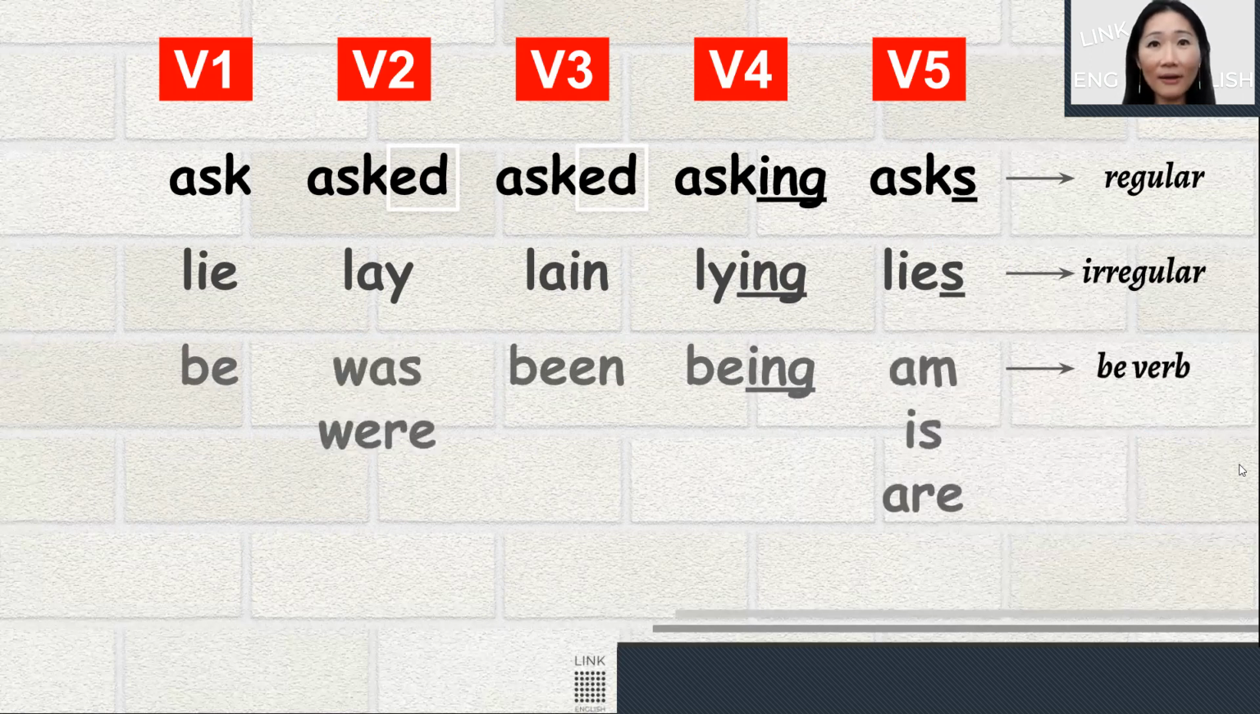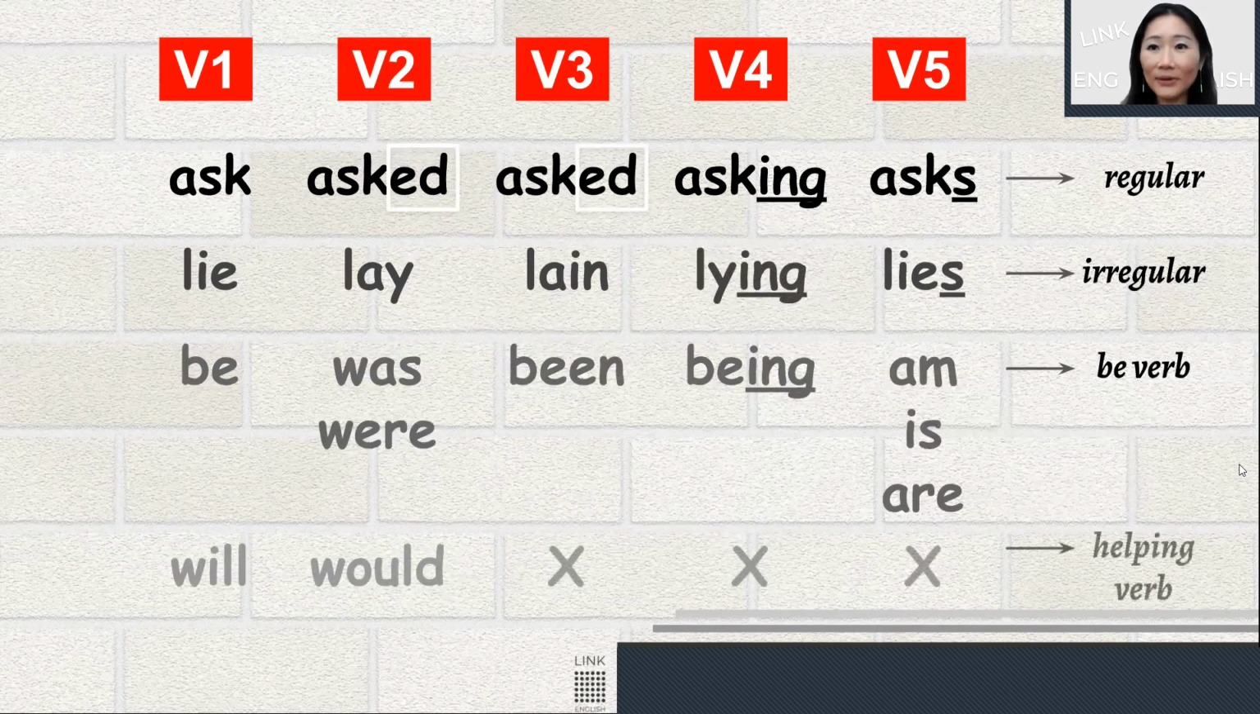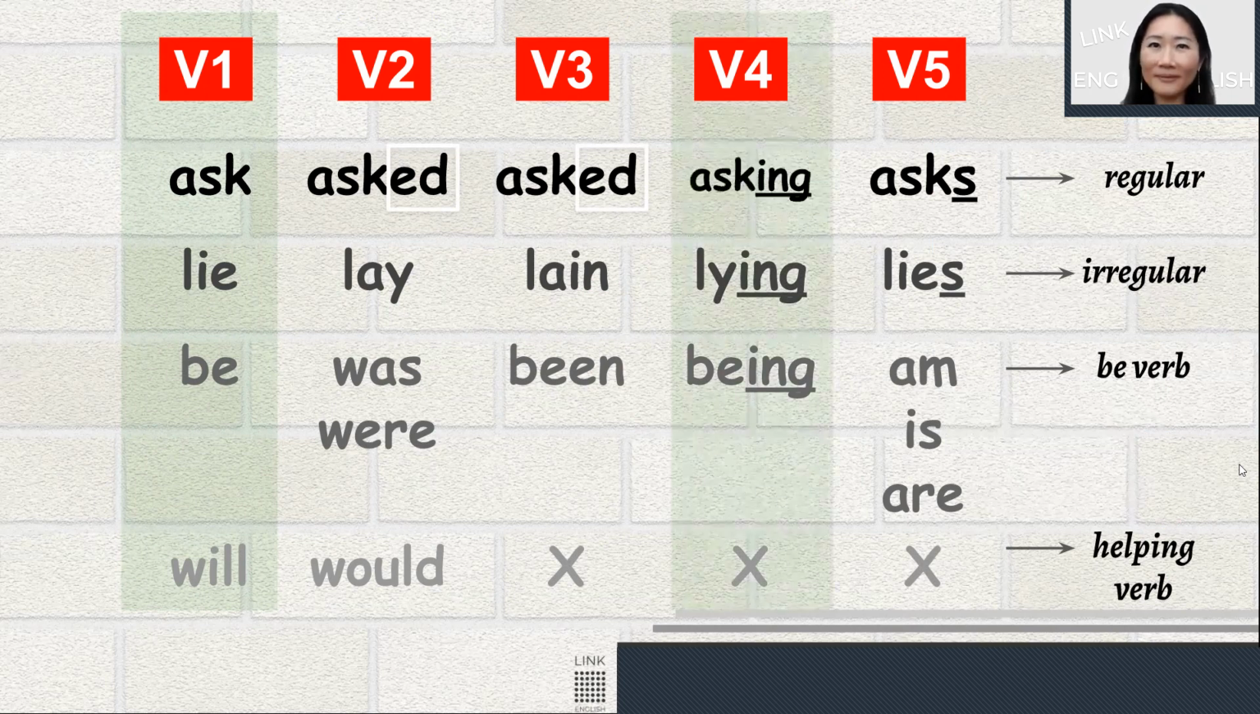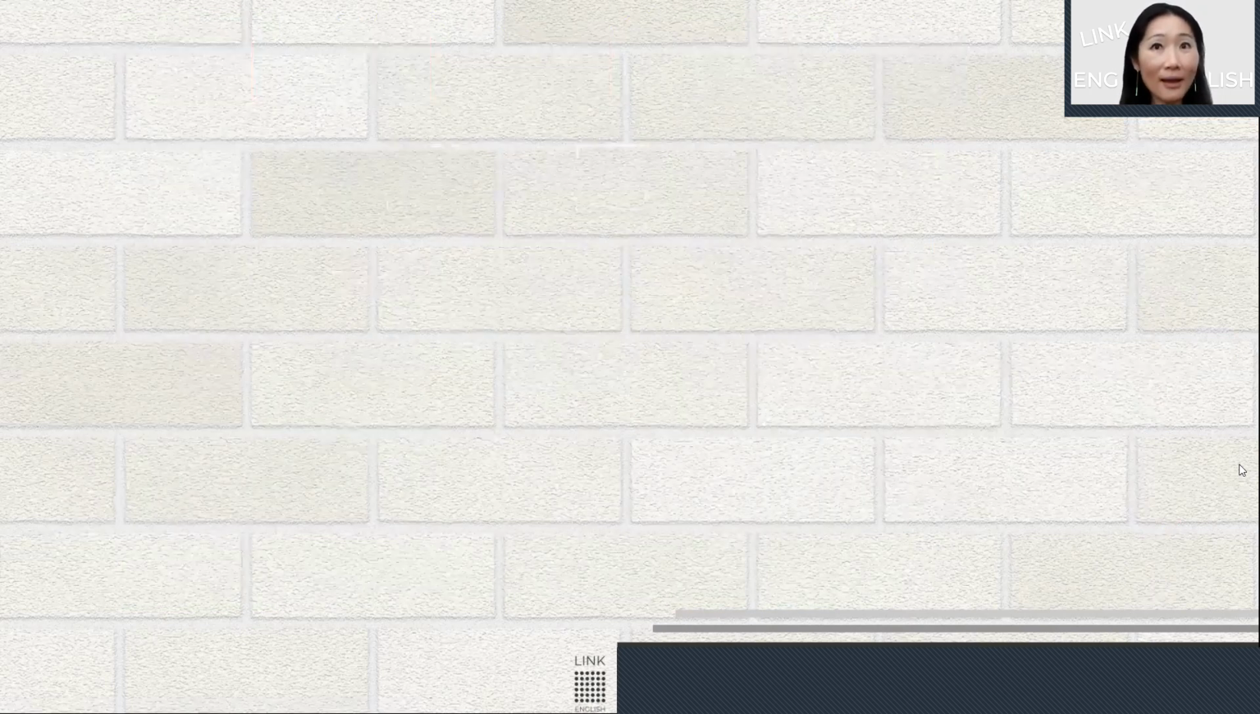V2 and V5 offer more options for different subjects. Will, would. This type is called helping verb. And they have only 2 forms. In the previous lesson, we have discussed V1 form. And today, we will add another one, V4. And you can see all of them have ing endings. So we should learn how to add ing to the verb.